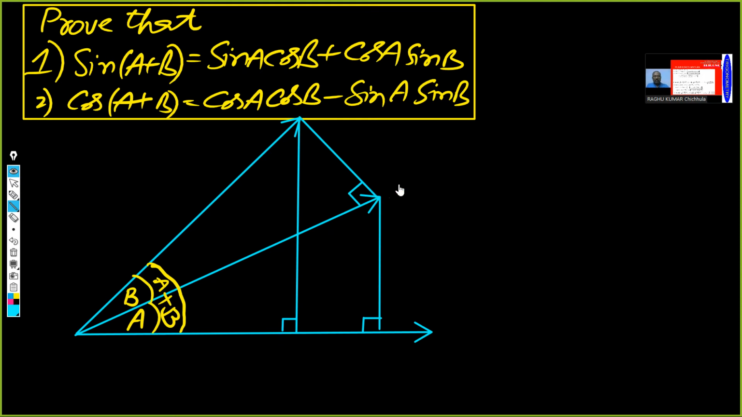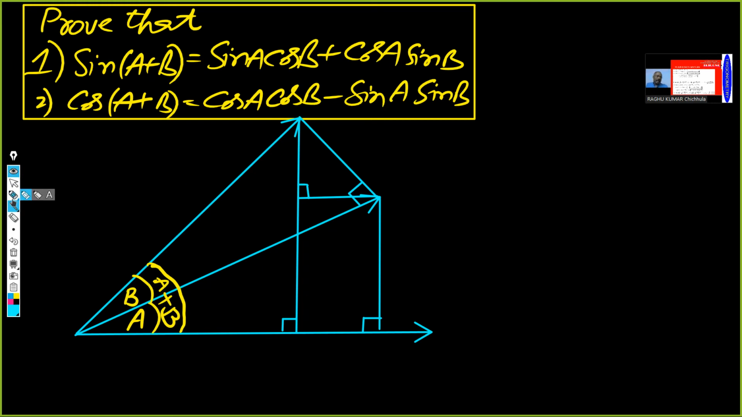Now I am constructing the fourth one also by drawing another perpendicular here like this. So this becomes another right angle, 90 degrees. Now you can see how many right angle triangles are there. Totally four right angle triangles. 1, 2, 3, 4. Four right angle triangles are there.